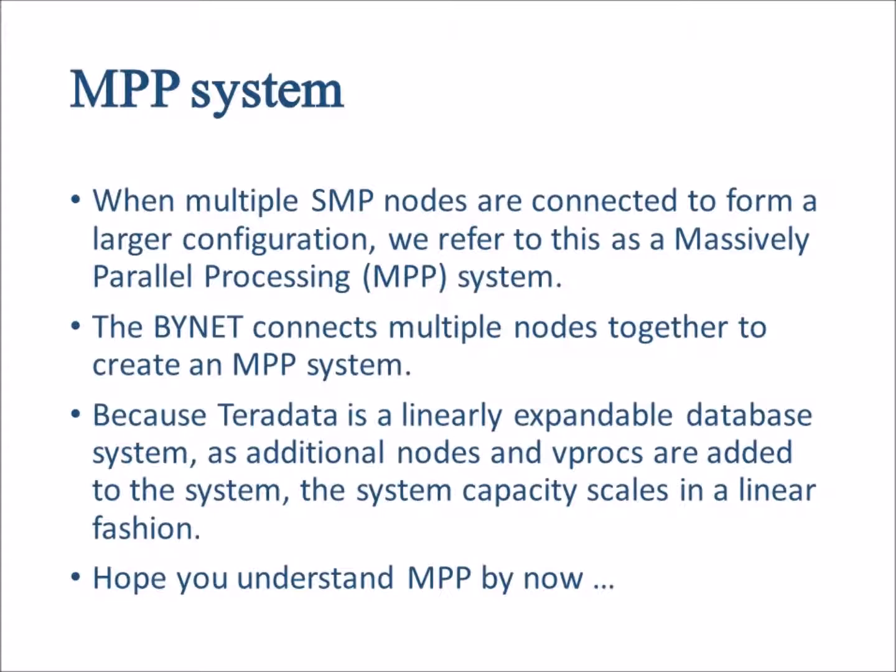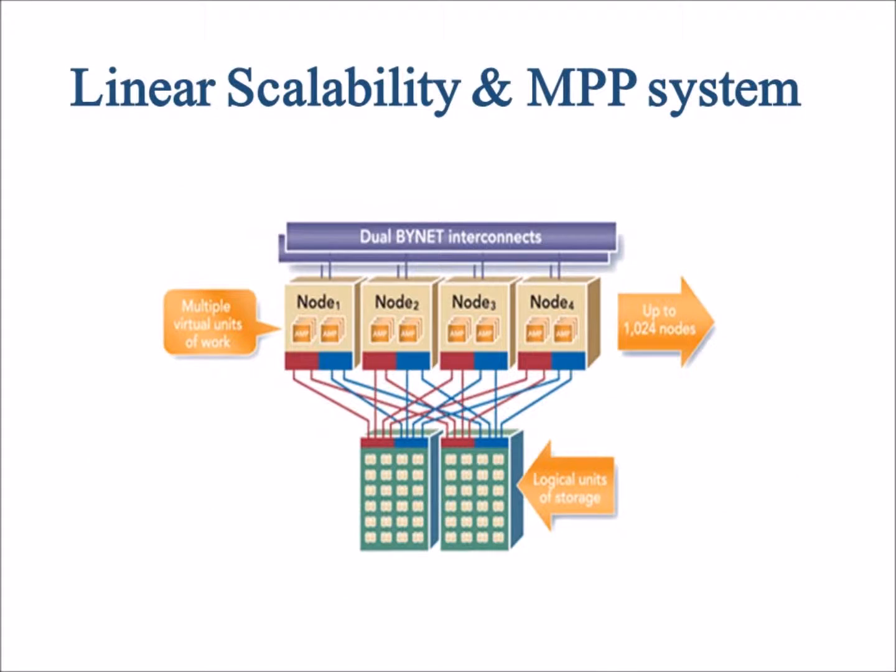An application that runs under the control of Parallel Database Extension, such as Teradata, is considered a trusted parallel application. Since BYNET allows multiple virtual processes on multiple nodes to communicate with each other, we call Teradata linearly scalable. That is the reason Teradata can linearly expand by addition of nodes and virtual processes, which thus leads to scaling of the system capacity in a linear fashion. So, we can now understand MPP and linear scalability of Teradata architecture.